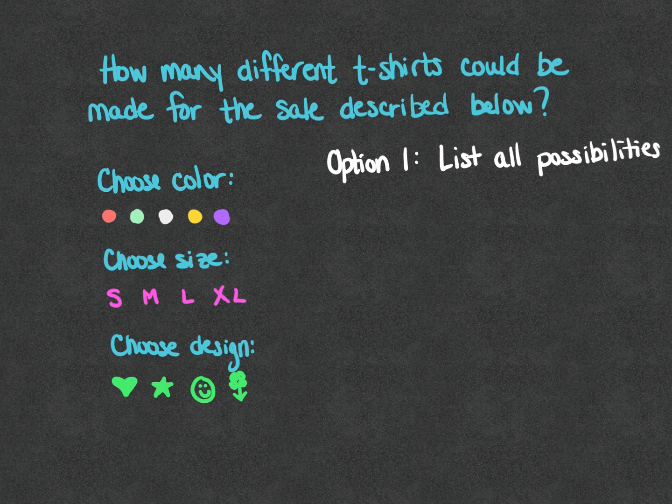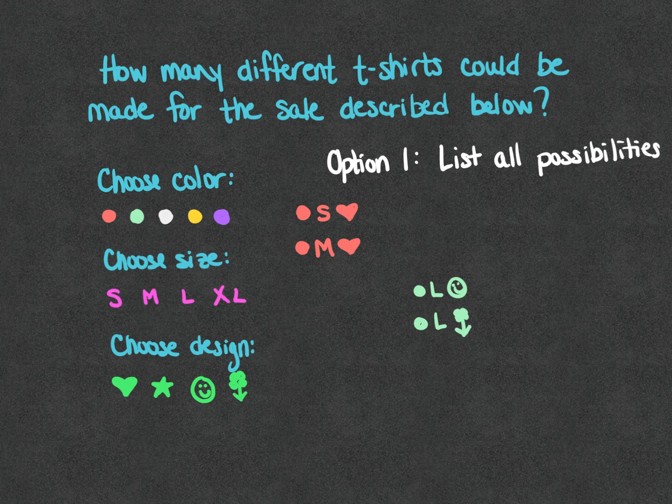Well, one option would literally be to list all of the different possibilities, list all of the options. That would consist of something like, number 1, we make a red t-shirt that's small and has a heart on it. We make a red t-shirt in medium that has a heart on it. And we could keep going to the point where we come to, for example, a green t-shirt that's a size large that has a smiley face on it. We've got another green t-shirt that's large. Maybe it has a flower on it.